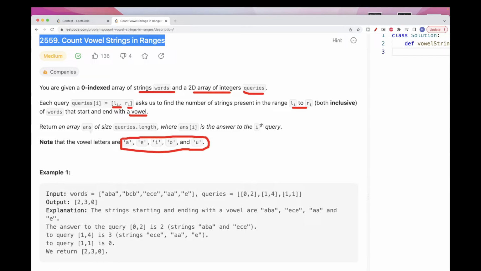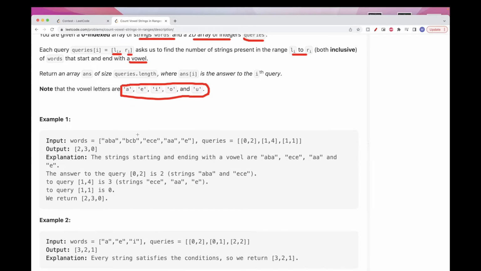And the goal is for each query to return the number of strings that have this definition, and we want to return an array with the answer for each query. So that's sort of the problem.